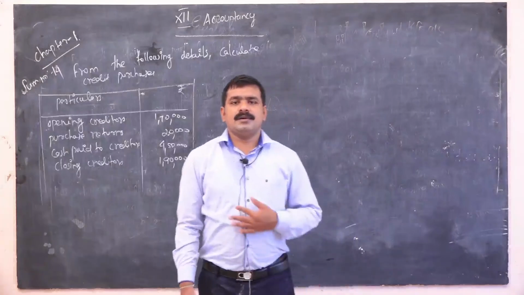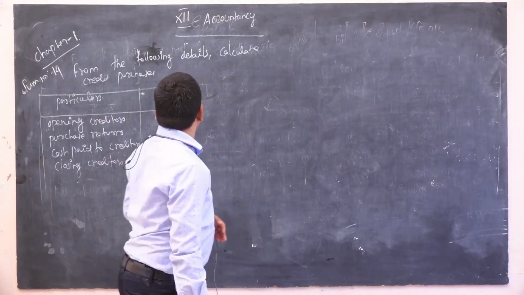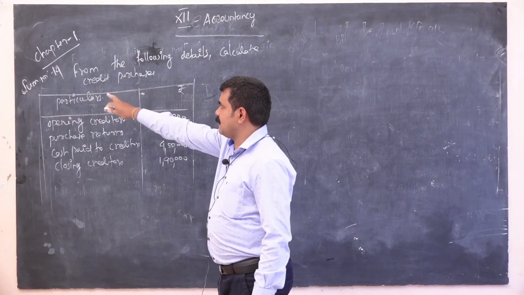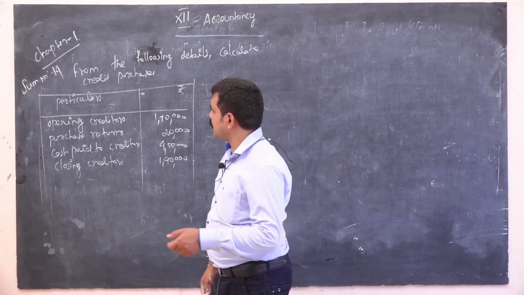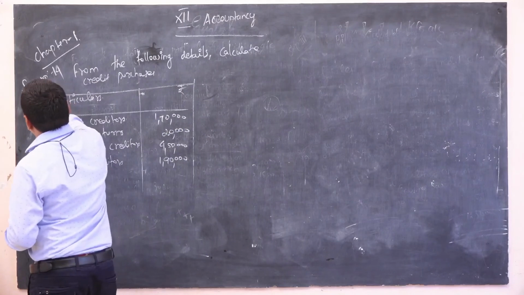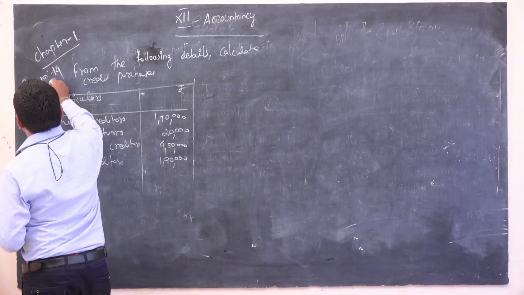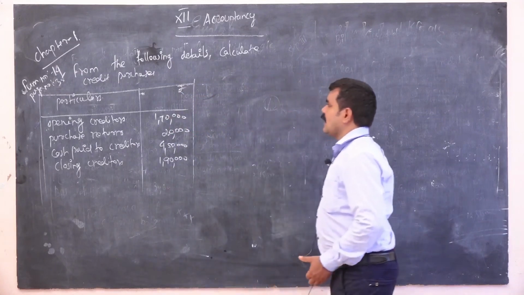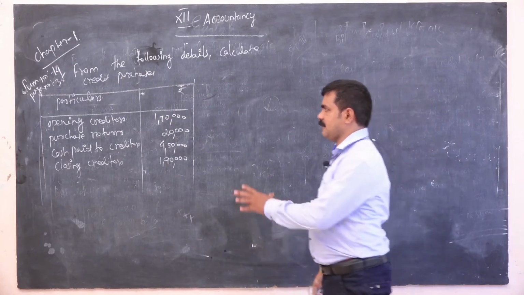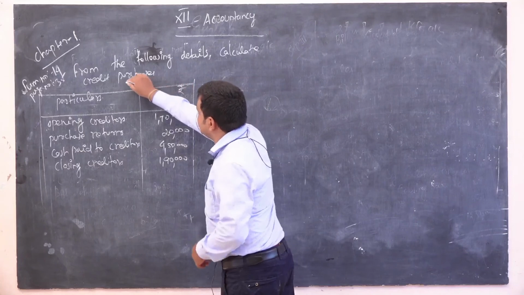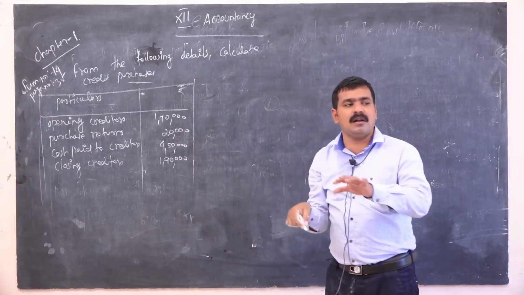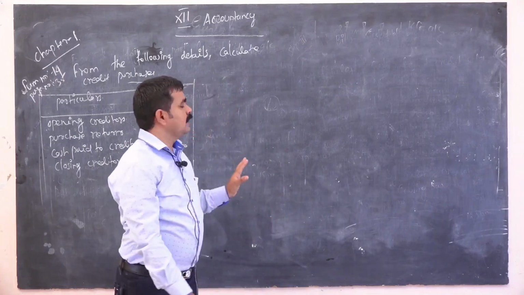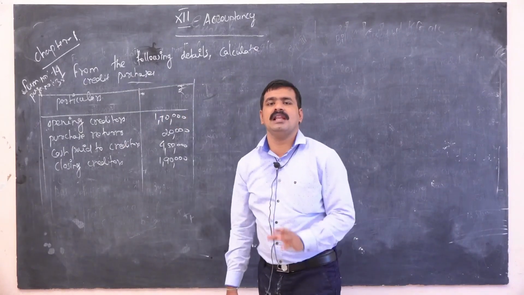Next, I am going to start the next problem. Chapter number 1, sum number 14, page number 35. From the following details, calculate credit purchase. These are the information. Purchase is related to total creditors, and sales is related to total debtors.